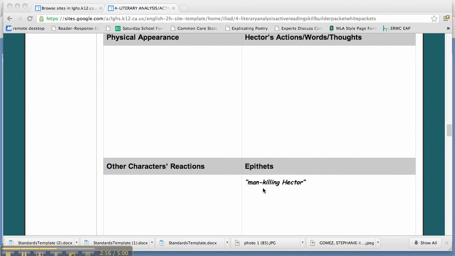And they've already given you one example of an epithet. There's more, but I at least want another 2 besides man-killing Hector. So you need to find other epithets that tell you what Hector is like. Remember that an epithet is basically like a nickname, but it's a nickname that's based on some kind of trait or quality that describes him.